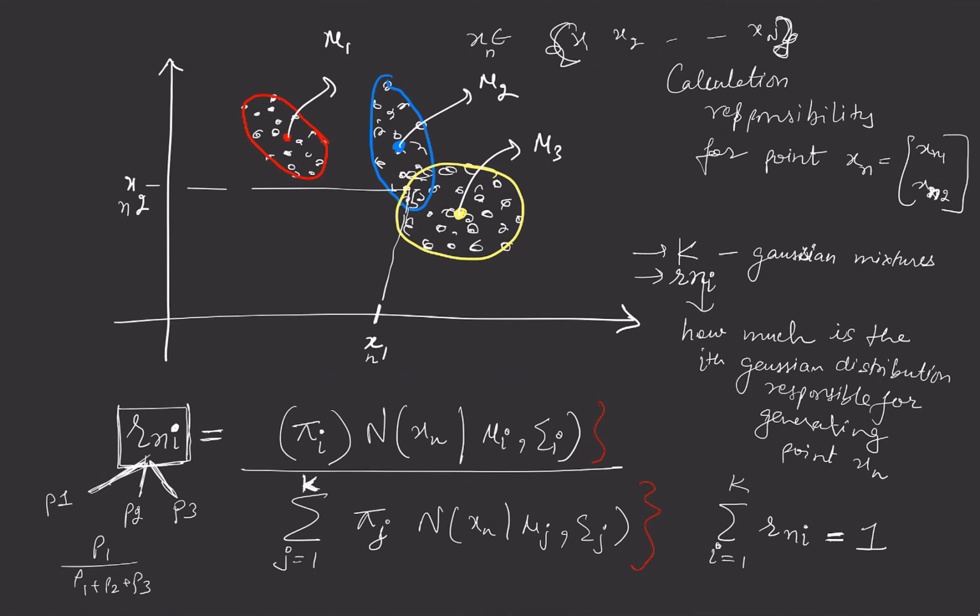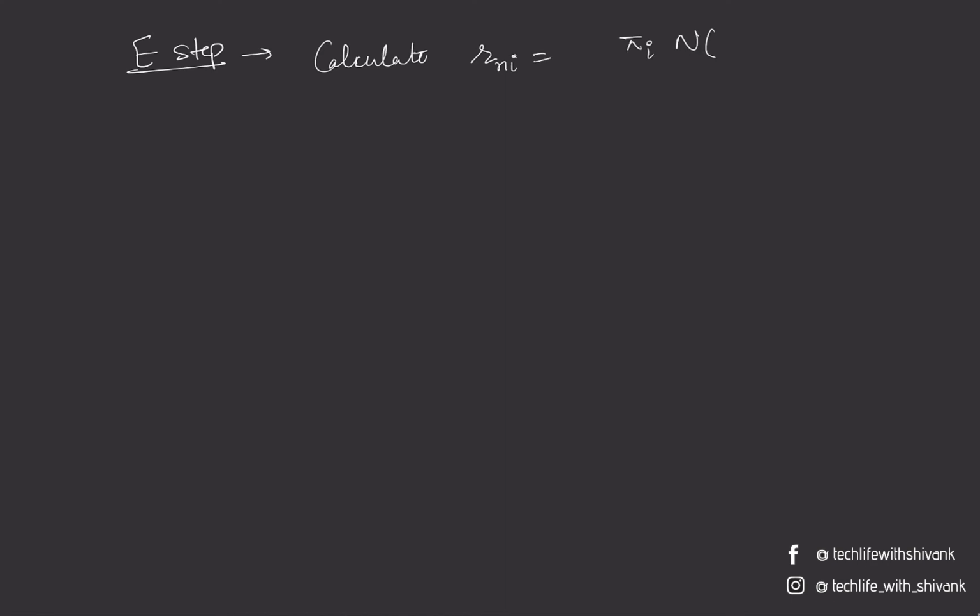So the E step is to calculate the responsibility for all the data points. So the E step is to calculate rni, which is pi i into the normal distribution of xn given mu i comma sigma i, divided by the sum over j equal to 1 to k, assuming that we have a total of k Gaussian distributions which we want to estimate, of pi j into the normal distribution of xn given mu j and sigma j.